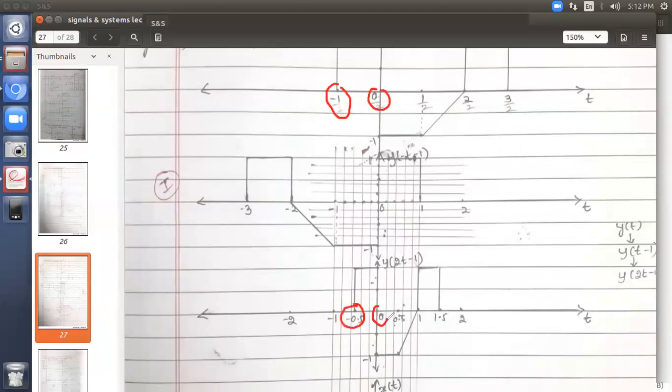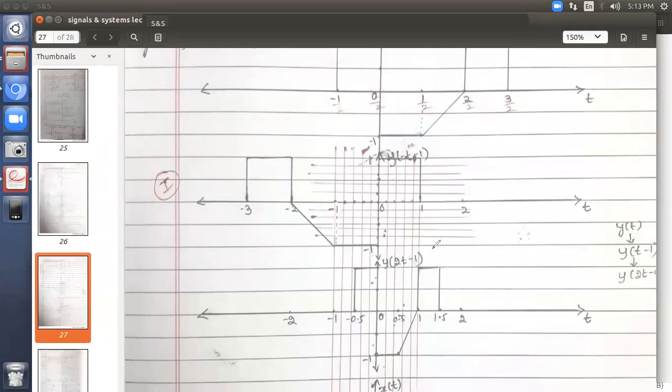Between -0.5 to 0. Then between 0 to 0.5. Then 0.5 to 2, by 2 is 1, between 0.5 to 1. This is the third one. First, second, third, and the fourth pulse, which was between 2 to 3, will now be between 1 and 1.5. So I have drawn y of 2t minus 1. Please try this and cross verify with the answer that is shown.